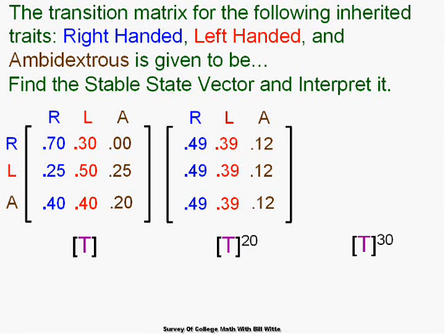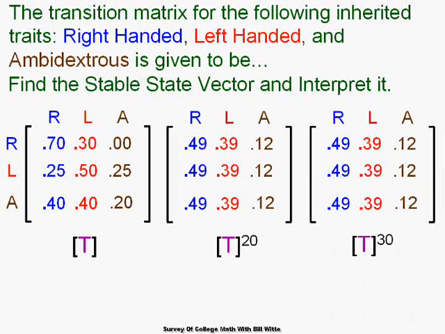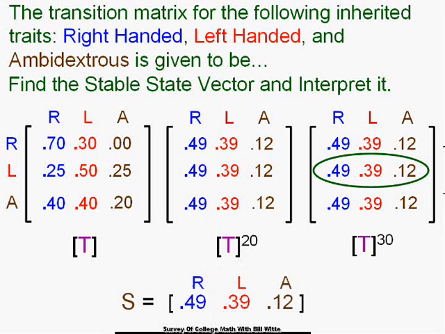I want to be sure, so I'm going to raise it to the 30th, just in case. And son of a gun, I get the same row. So it hasn't changed, so I know the stable state vector is one of those rows. And there it is. I'll leave you with this final thought. Looks like, in the end of time, 49% of the people will be right-handed, 39% will be left-handed, and 12% will be ambidextrous, as time goes on anyway.